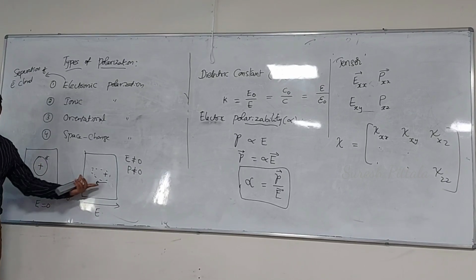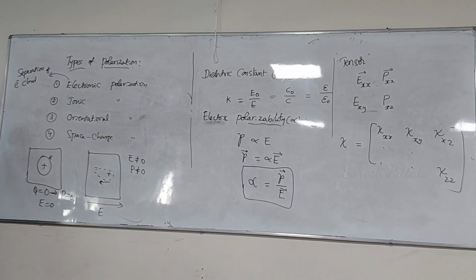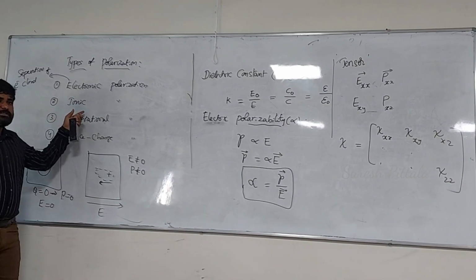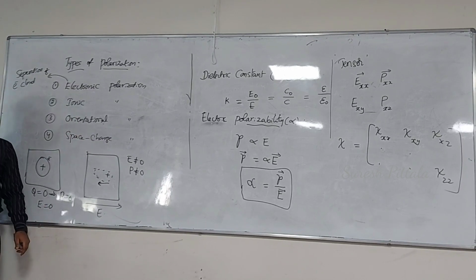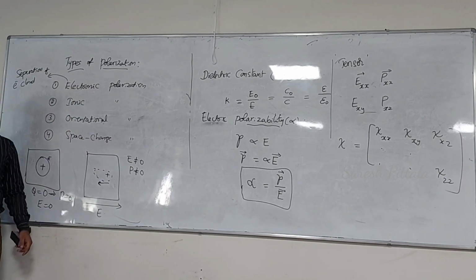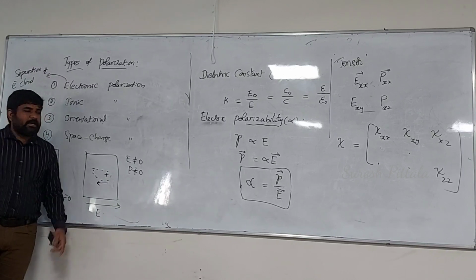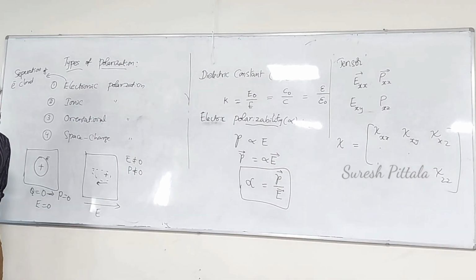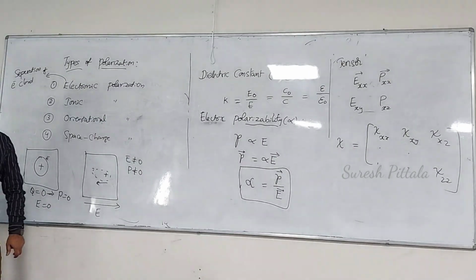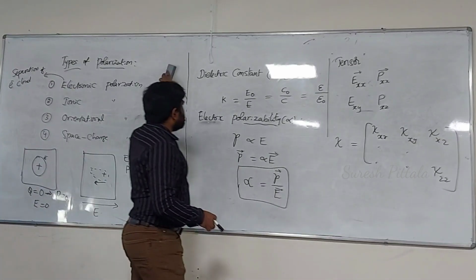You need to explain using the diagram how the separation comes. I already explained, so I am not spending more time on it. Second one is ionic polarization. Ionic polarization is due to the separation of the ions. Orientational polarization is due to the orientation of the dipoles. Space charge is due to the accumulation of charge in space. I will explain these phenomena in the next class. We will close it here. Any doubts you may ask.